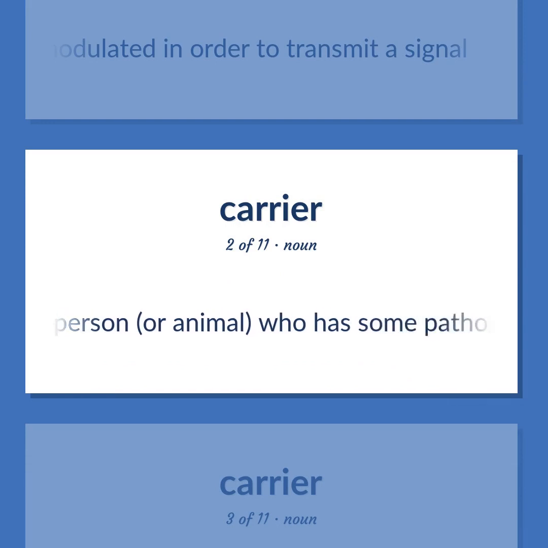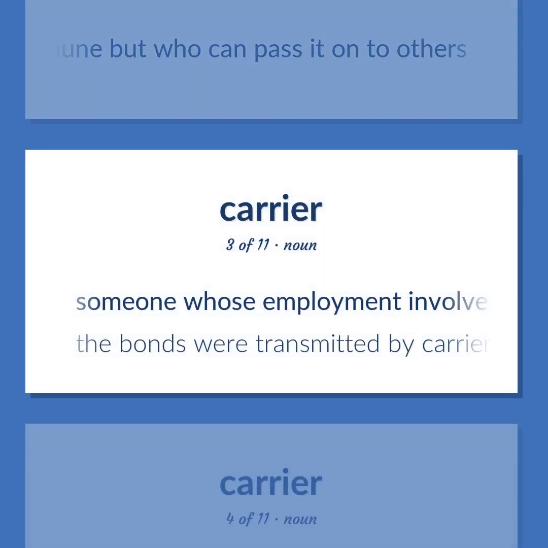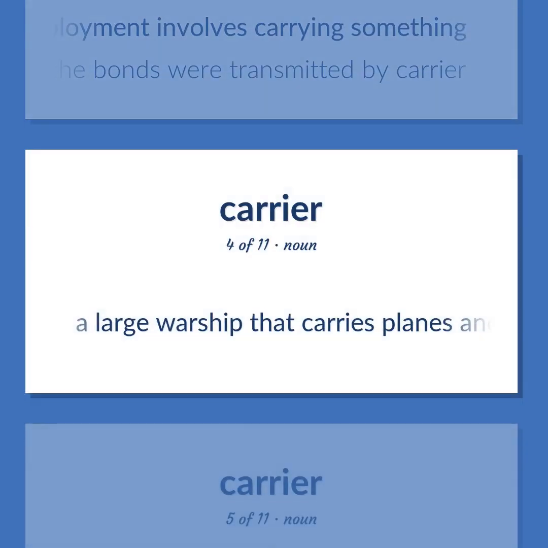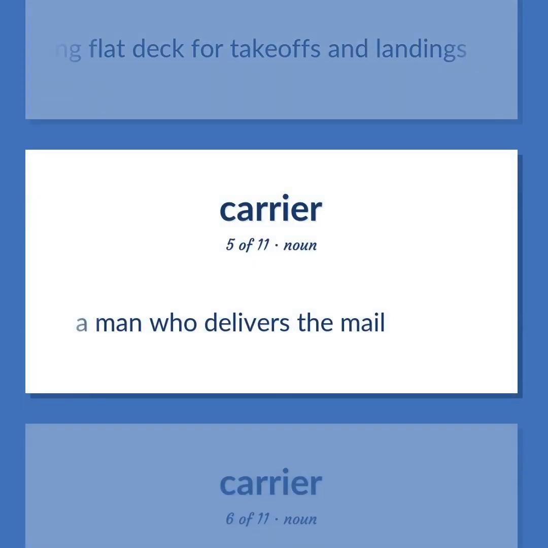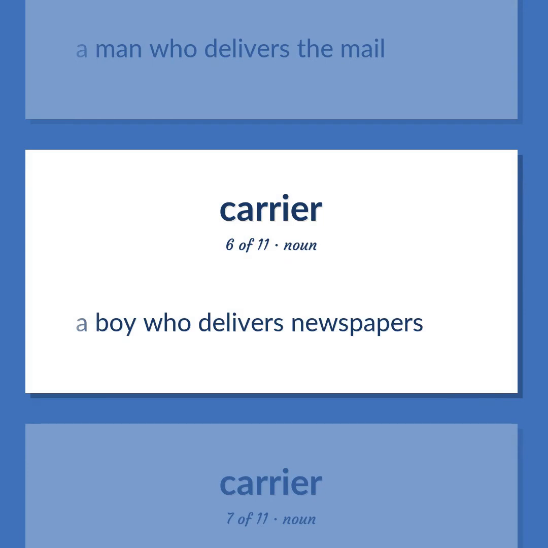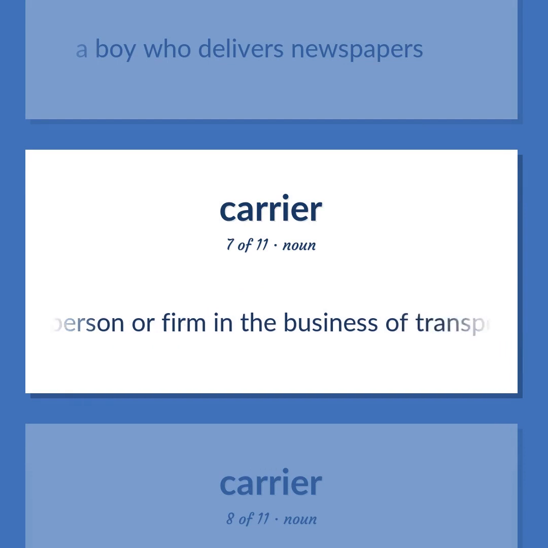Medicine. A person, or animal, who has some pathogen to which he is immune but who can pass it on to others. Someone whose employment involves carrying something. The bonds were transmitted by carrier. A large warship that carries planes and has a long flat deck for takeoffs and landings. A man who delivers the mail. A boy who delivers newspapers. A person or firm in the business of transporting people or goods or messages.